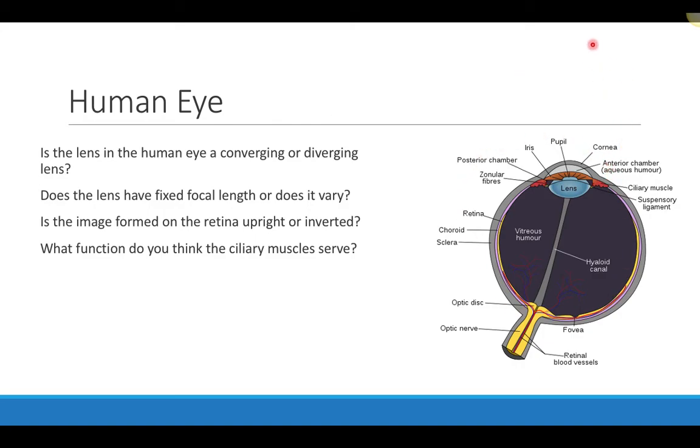So the eye is here. There would be an object located out here. We've got the lens, and the light from the object passes through the lens of the eye and forms an image on the back of the eye.